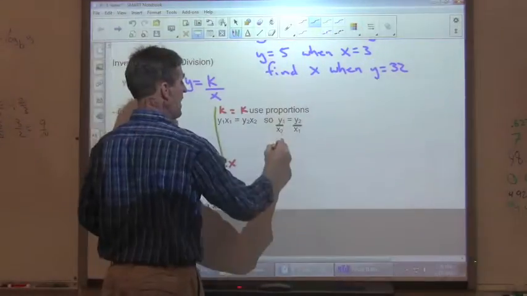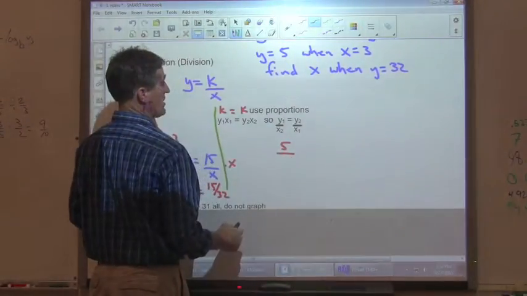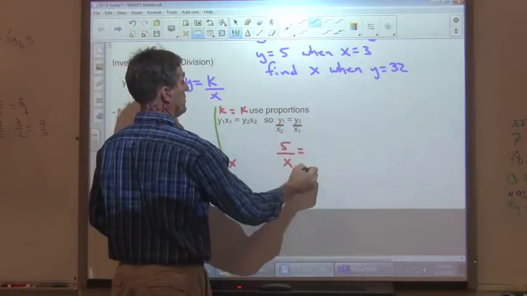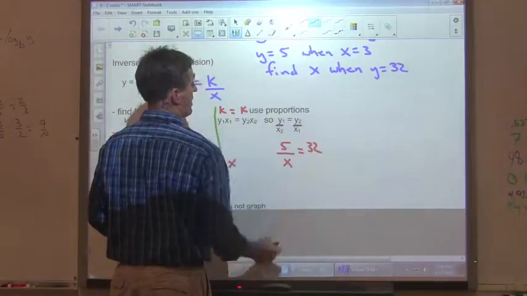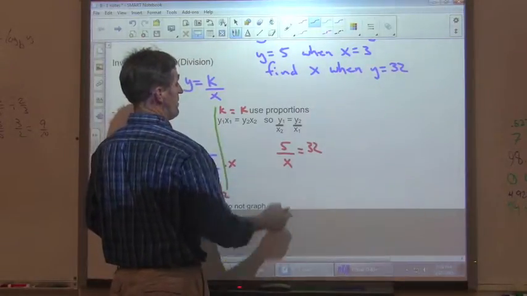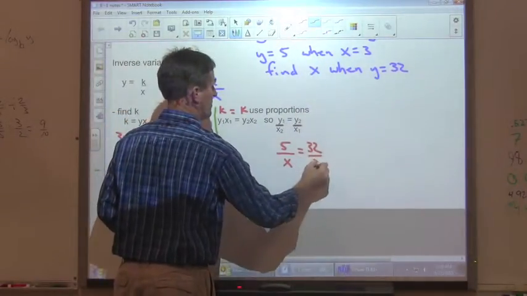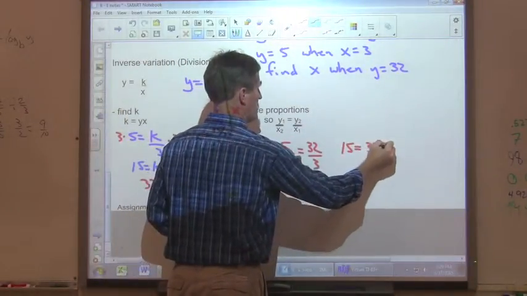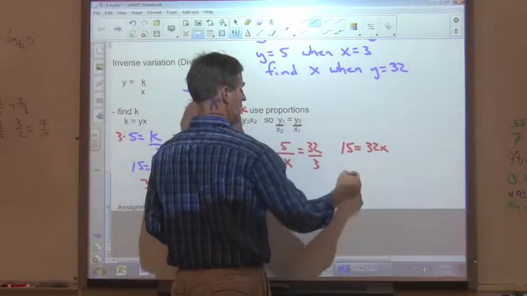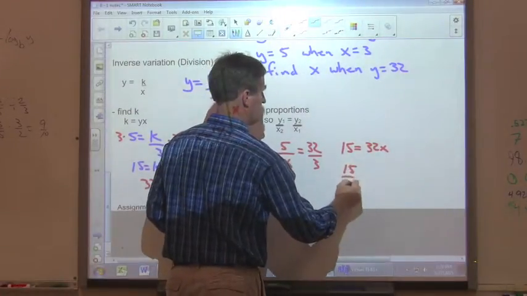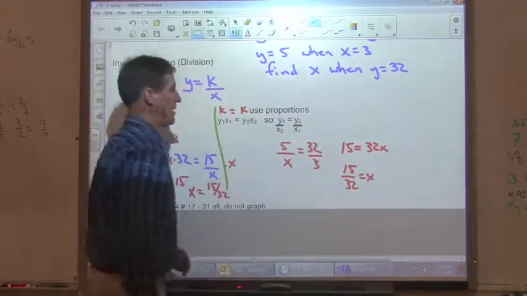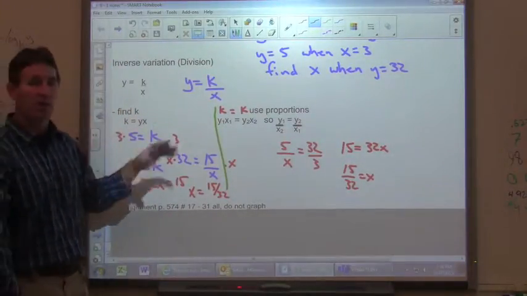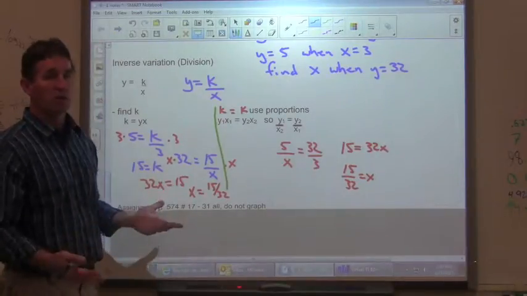Our y1 is 5. Our x2 we don't know. Our y2 is 32. And our x1 is 3. And we cross multiply. So we get 15 equals 32x. And then you divide by 32. And so you can see whether you use proportions or solve for the constant and then work it out, it works pretty well either way.